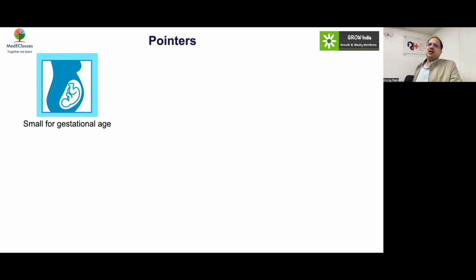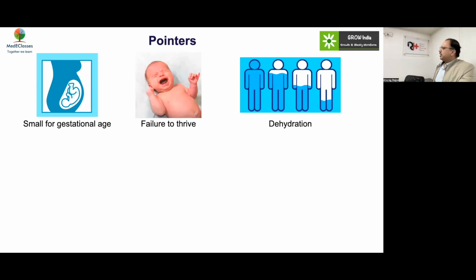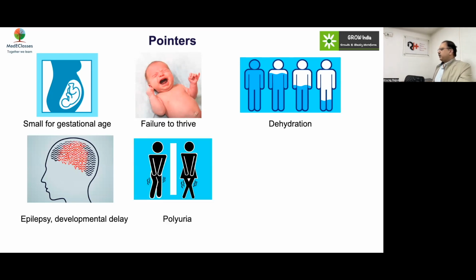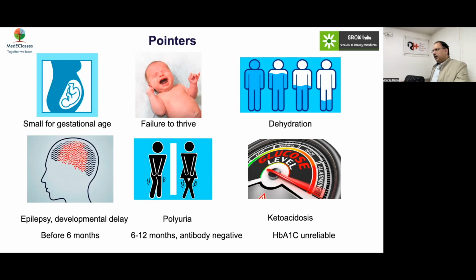If the birth weight is low, it means that the insulin deficiency antedated the scenario. Failure to thrive, of course, will be a big sign. Dehydration, epilepsy and developmental delay may point towards a potassium ATP channel defect, particularly DEND syndrome. And of course, you will have other features like polyuria and ketoacidosis. Any child with onset before 6 months of age, and 6 to 12 months of age with negative antibody, would require a genetic workup. Very importantly, HbA1c tends to be unreliable in this age group.